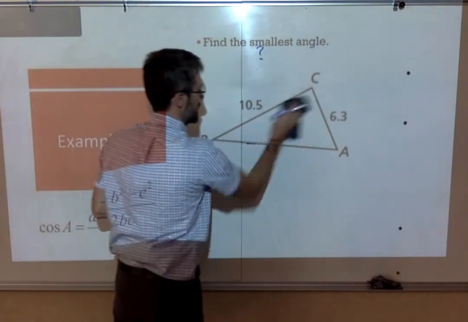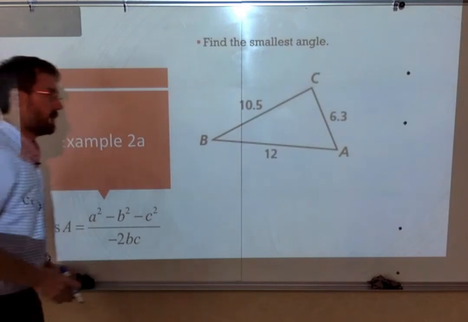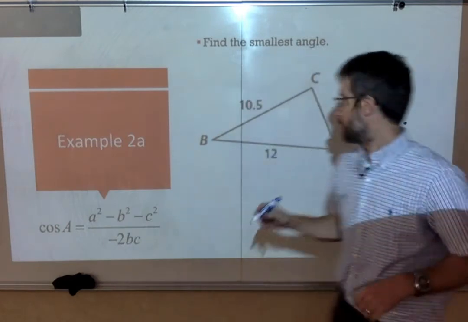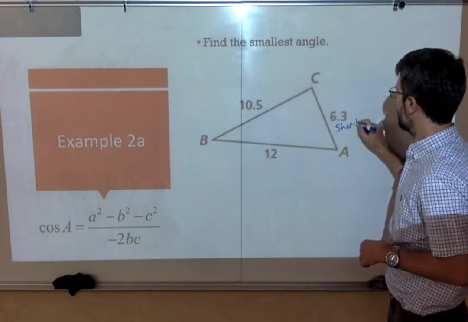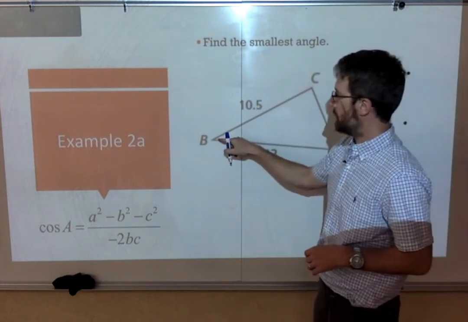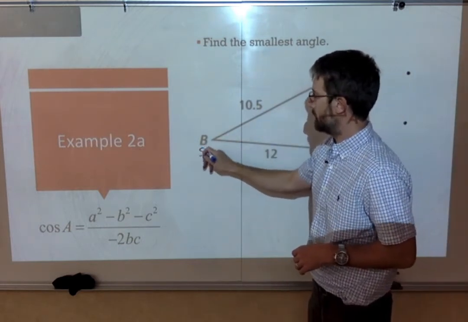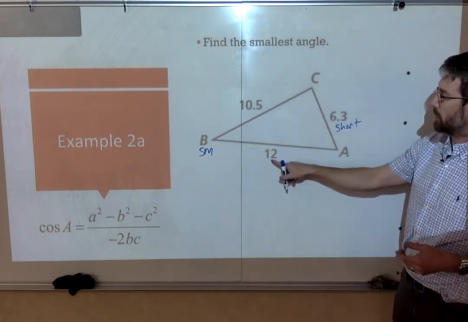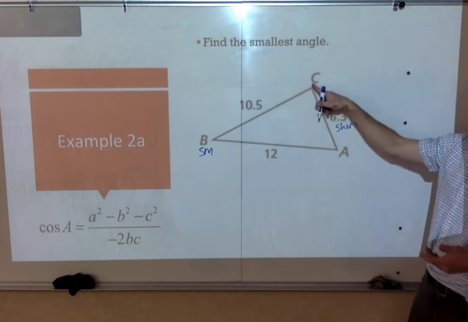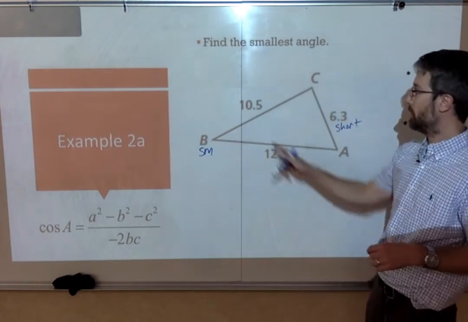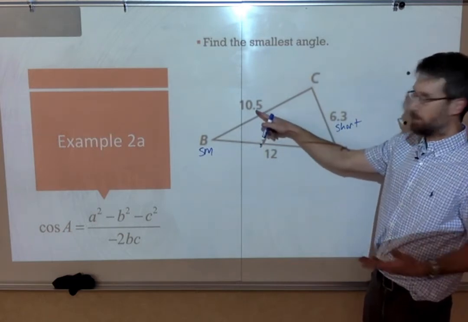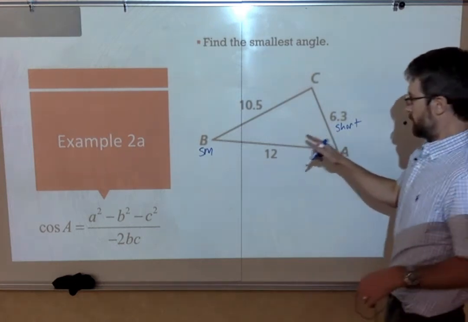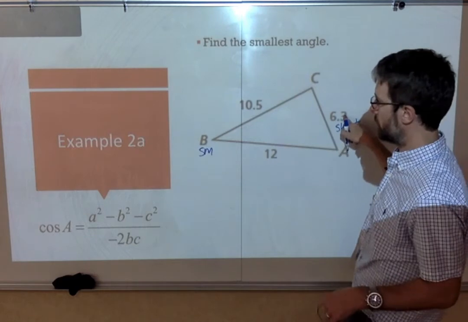So finding the smallest angle. Think back to geometry class. The way you figure out the smallest angle is figuring out which is the shortest side. The shortest side is 6.3, so the angle over here has to be the smallest angle. If we were looking for the largest angle, we would look to the longest side. The longest side is 12, so angle C is the largest angle. If we were looking for the in-between one, 10.5 is the medium side, so angle A is the medium angle. Okay, so B, capital B, and 6.3, those are important ones.